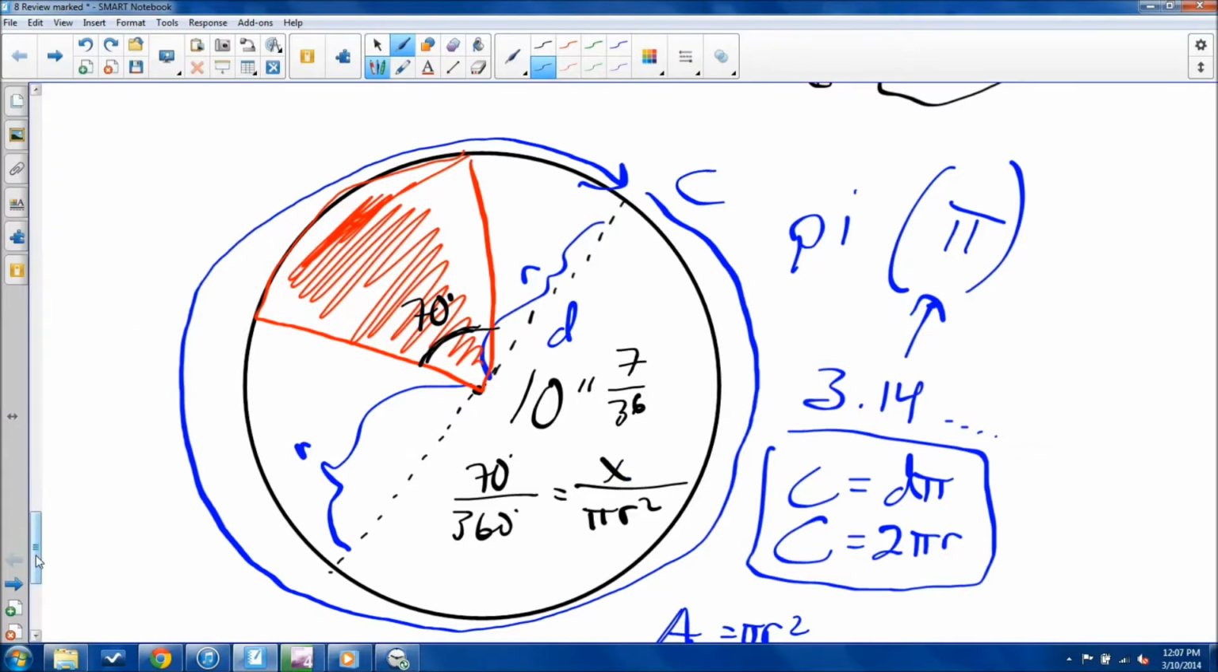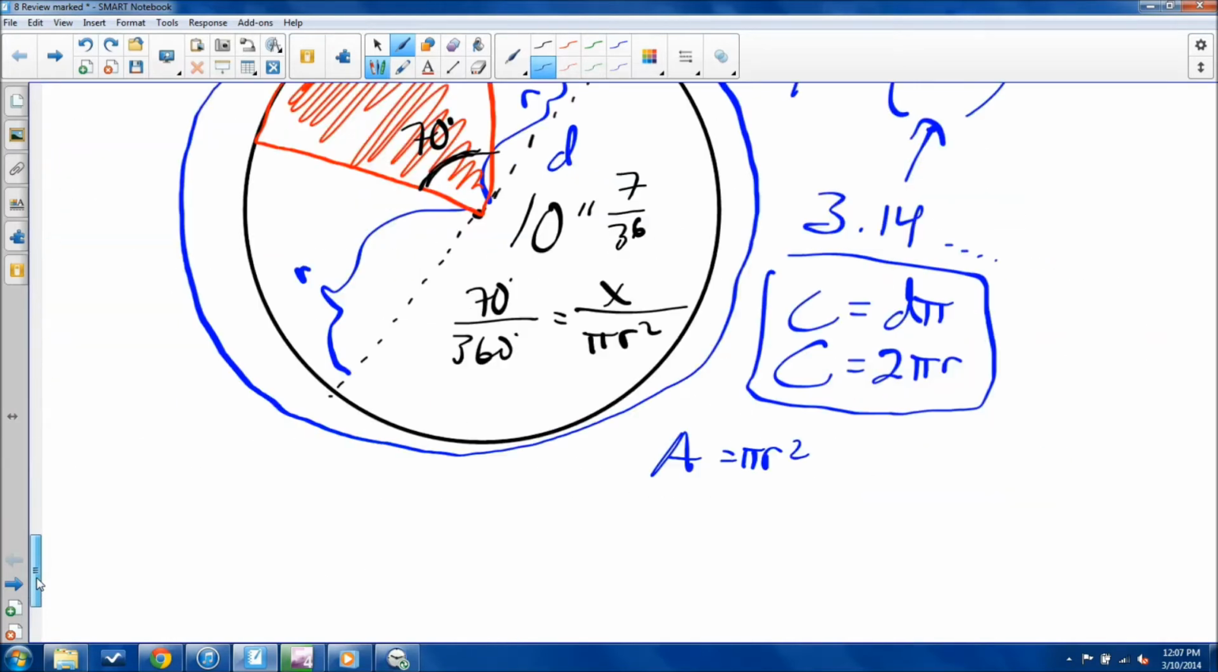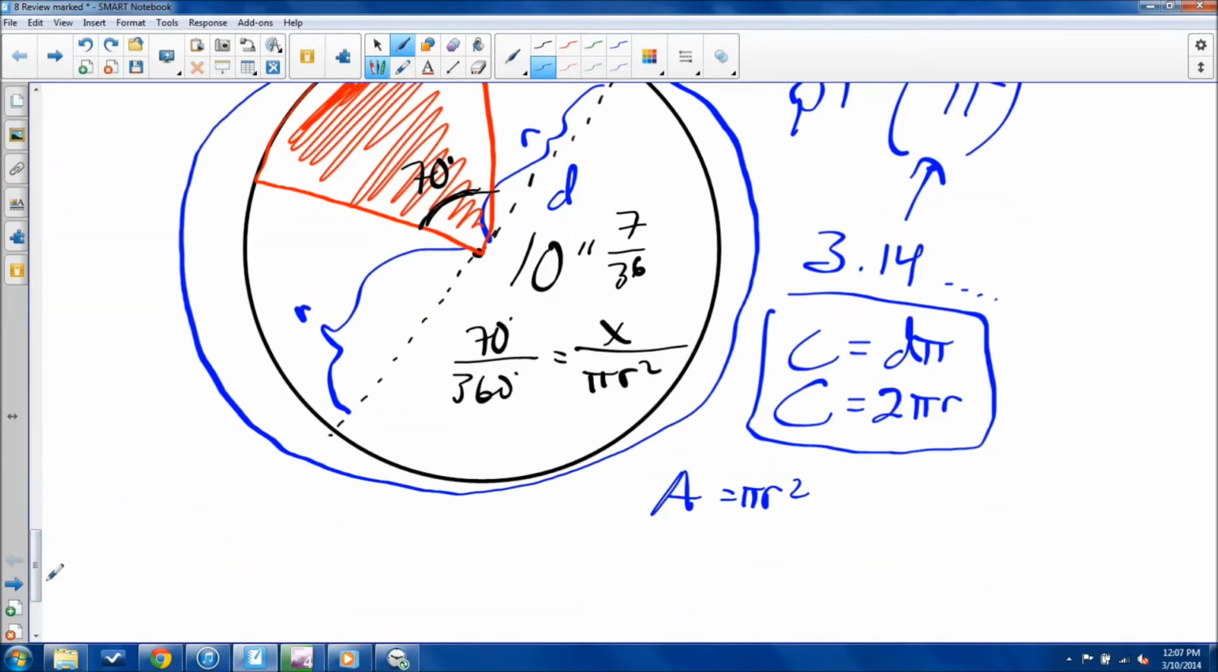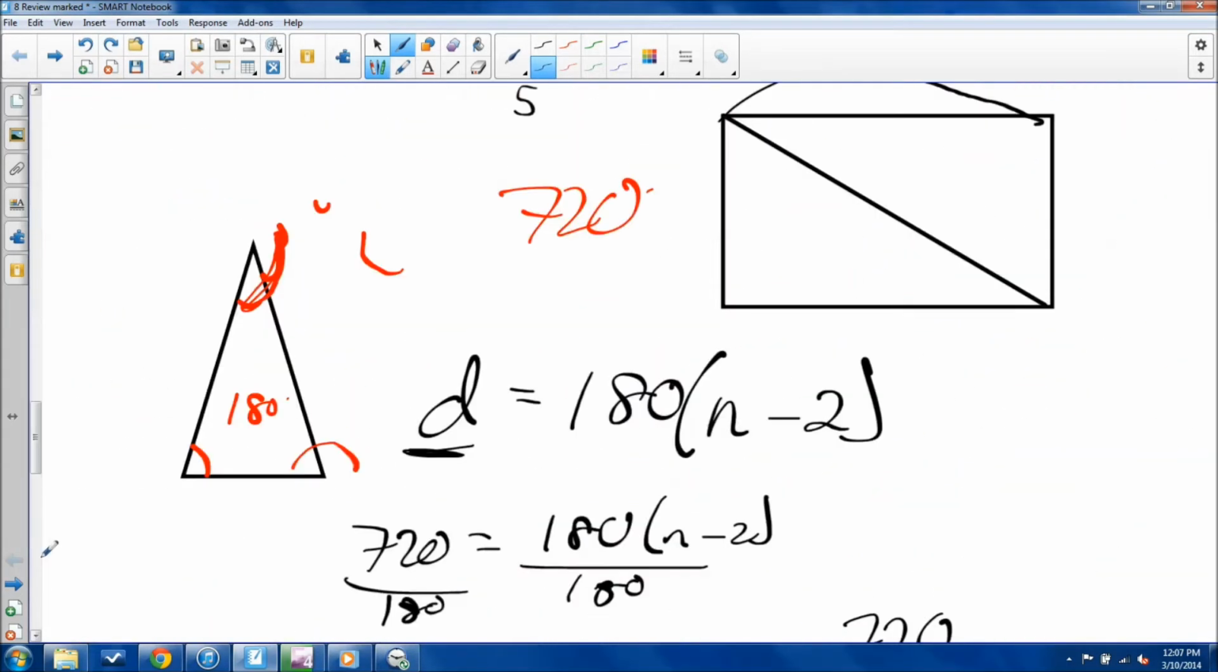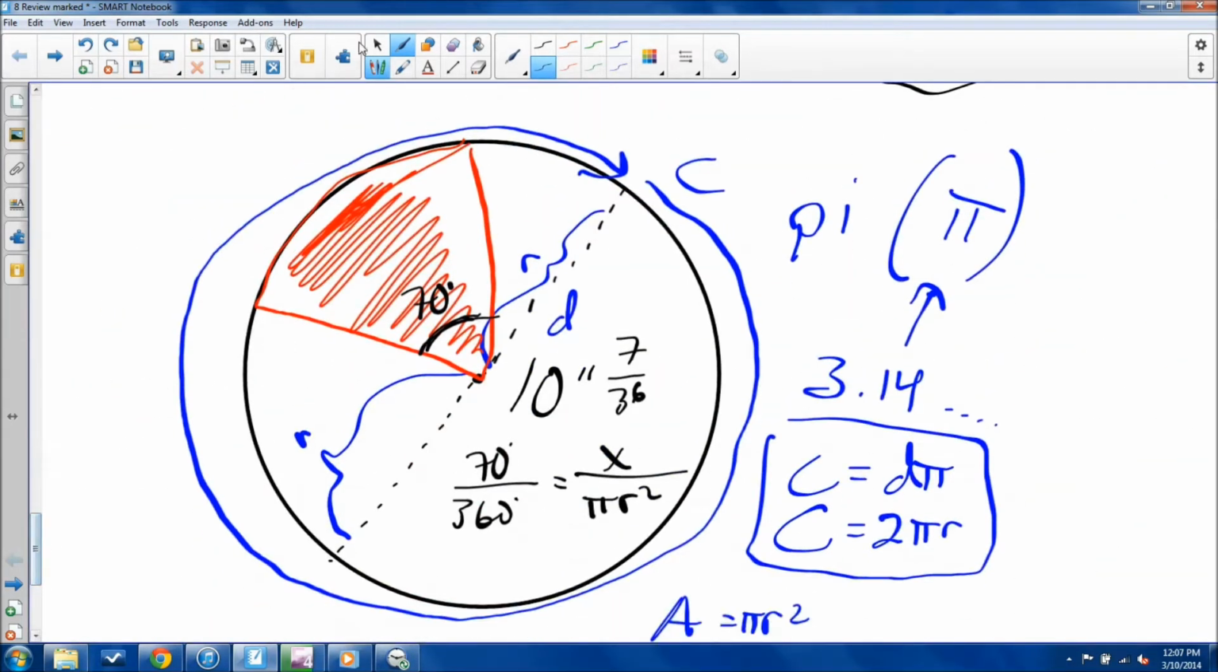Okay. Same thing with perimeter. Whoa, I'm glitching. Whoa, glitching up here. Okay. All right, so the same thing with circumference.